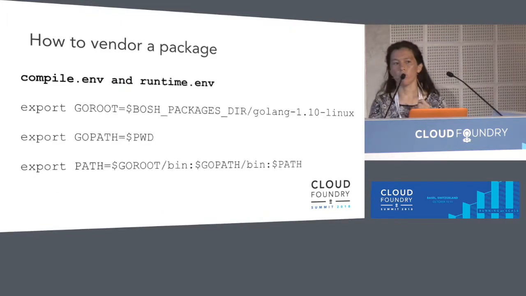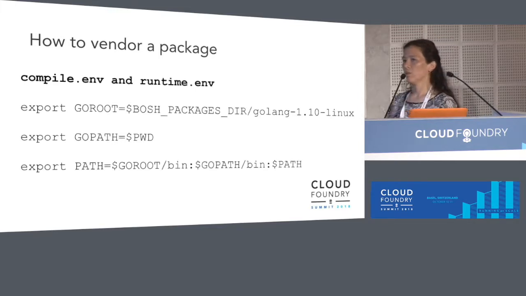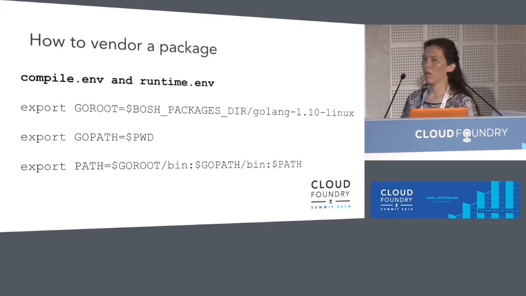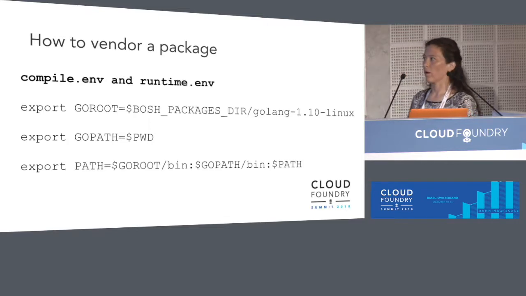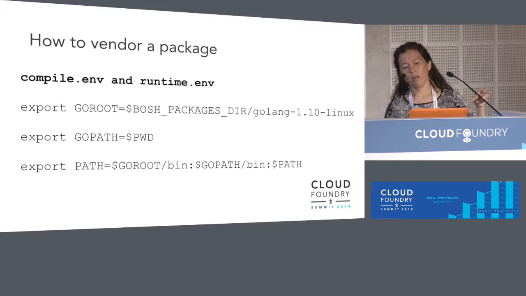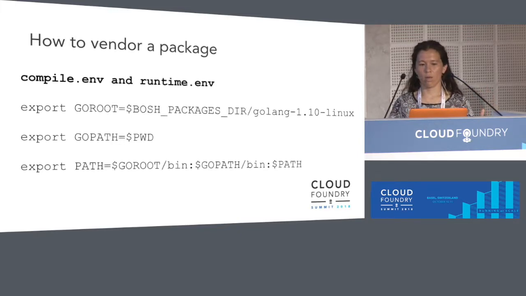Many of these languages also provide these two files called compile-env and runtime-env, and they specify the configuration. Most of the time, they're pretty identical between the two of them because you need GOROOT and GOPATH, or JAVA_HOME or PYTHONPATH, in any use case you have for these languages. So the compile-env will typically be called from your other packages when you're compiling, and your runtime-env might be called from your jobs when you're executing code.